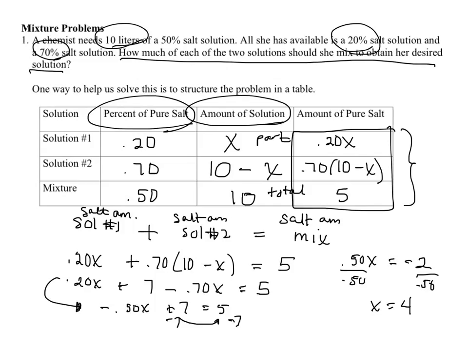So now let's write our solution. Yay! All right, so x is 4 here. 10 take away x is 6, right? 10 minus 4 is 6. So we will need 4 liters of the 20%. Just use your table because this is your 20%. And 6 liters of the 70%. Okay.